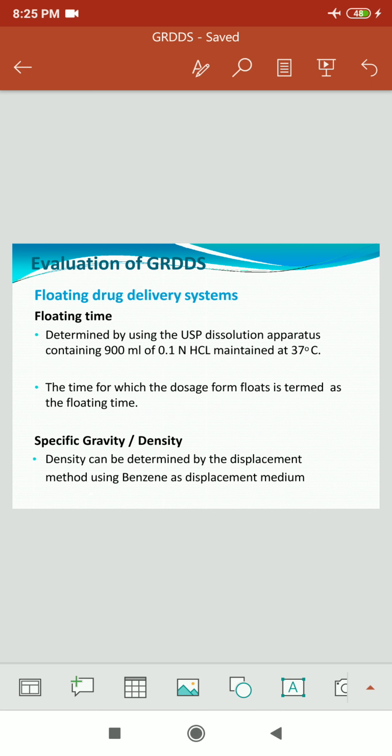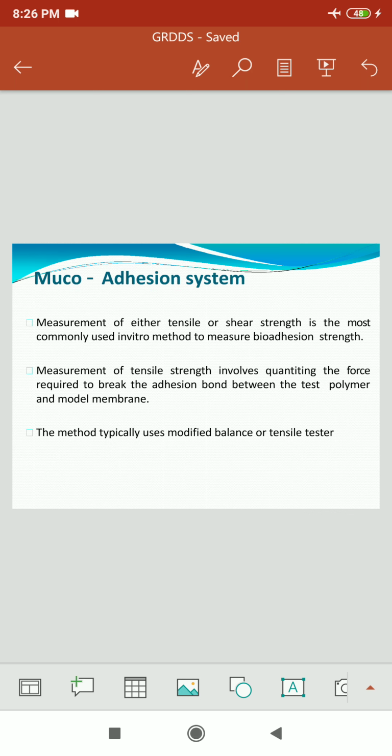Evaluation parameters. For floating time, 900 ml of 0.1 normal HCl at body temperature 37 is used with a USP dissolution apparatus. Measure how much time the dosage form floats. Next is specific gravity or density. Density is determined by the displacement method using Bayesian displacement.